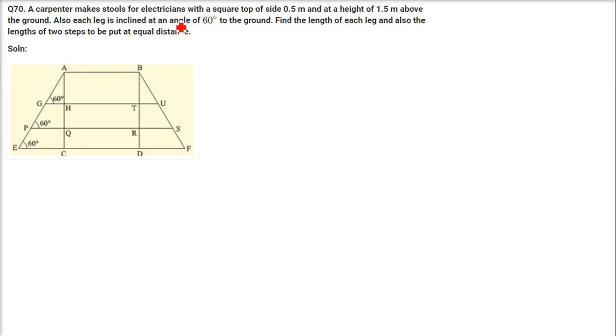A carpenter makes tools for electricians with a square top of side 0.5 meter. So there is a tool and all the sides are 0.5 meter, and at a height of 1.5 meter above the ground. I'm just taking the top view. This height from A, C and B, D is given as 1.5. Also, each leg is inclined at an angle of 60 degrees from the ground. So these are the legs.